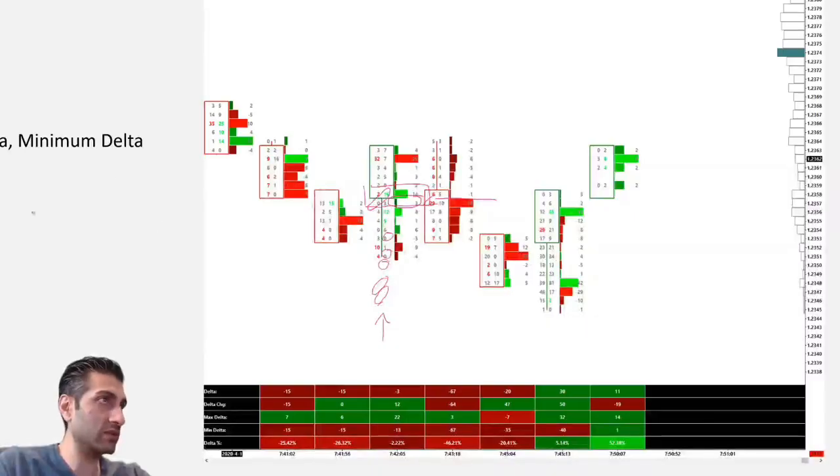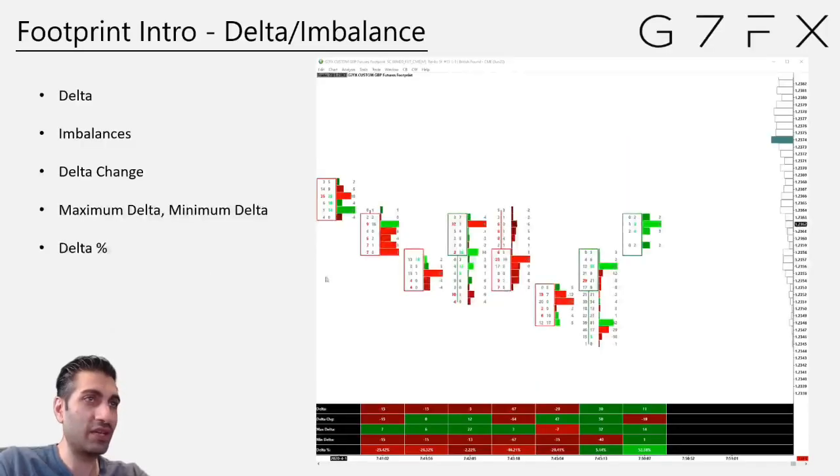Now what we're going to do, just crank it up a little bit, and we're going to look at delta summarized in the table below. Again, I haven't really seen much of this anywhere. I'm not a presenter, I'm trying to figure out how to get this zoomed out again. But you can see this delta change, max delta, min delta, and delta percentage. So let's go over what these are.